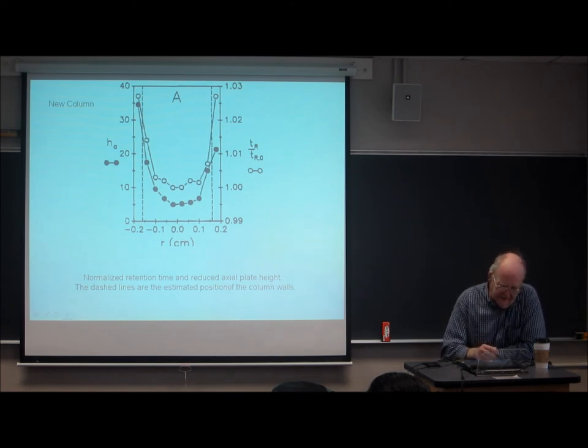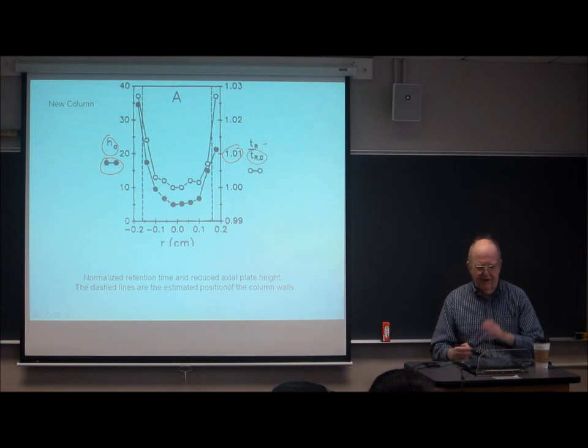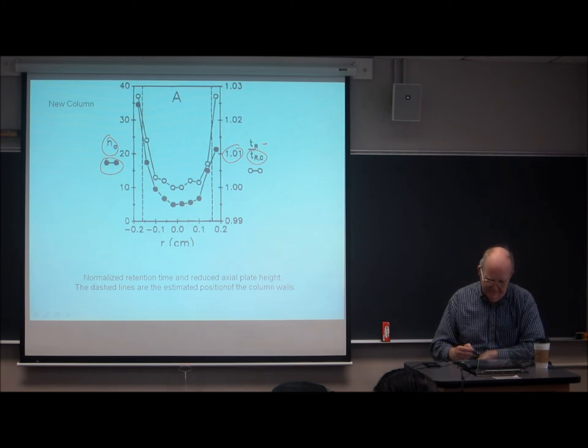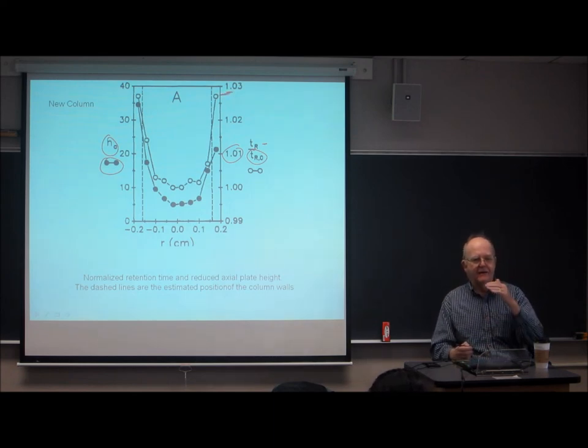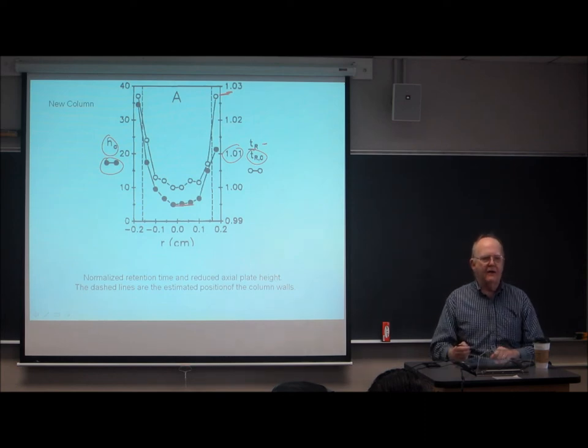Here he calculates the reduced plate height, and those are the dots that are filled in. And this is the relative retention time relative to the retention time dead center of the column. And you can see these retention times are almost 3% higher than in the center of the column. And these are like 1% lower than in the center of the column. That's a 4% spread in retention time.